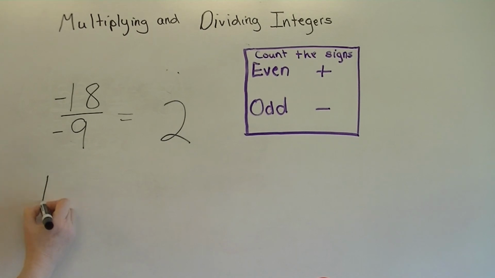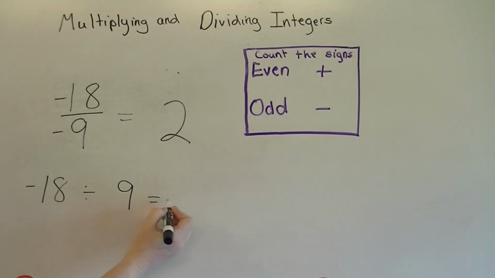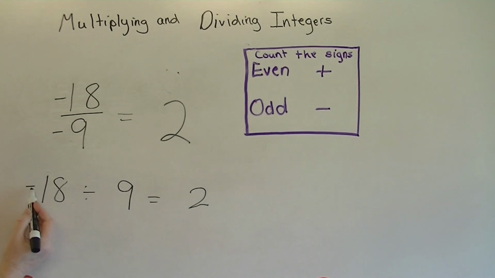You could write it this way. Let's make the 18 negative. Negative 18 divided by 9, it's still going to be 2. There's 1 negative sign. 1 is an odd number. So that means that your answer is also going to be negative. So the answer is negative 2.